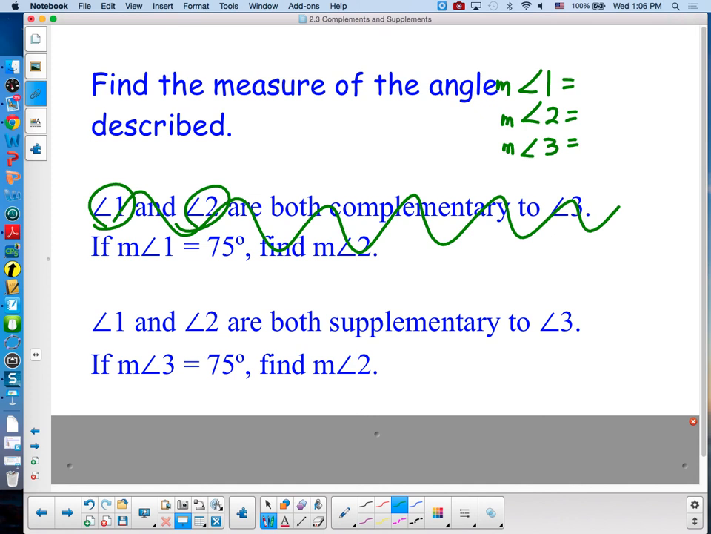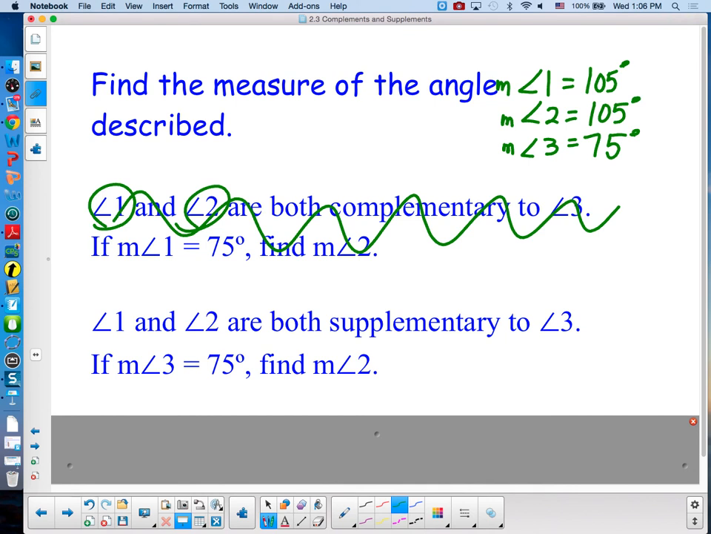1 and 2 are both supplementary to 3. 3 is 75. Angle 1 is supplementary to that: 180 minus 75, 105. Angle 2 is supplementary to 3, so that's 105 also. Angle 2 was 105 degrees, not 75.